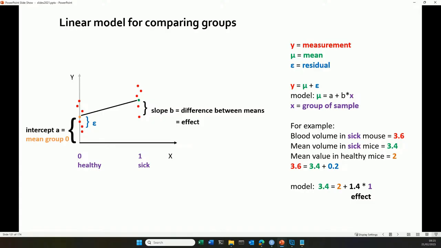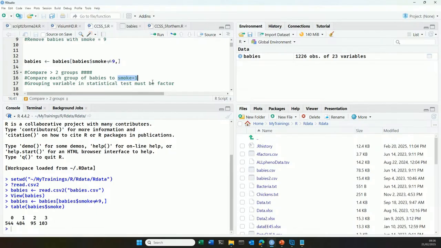So the safest way to ensure that your groups have the correct labeling on the x-axis, that they get the correct value on the x-axis, is by telling R that they are categories. How can I tell R that a variable contains categories? Well, by converting it into a factor.